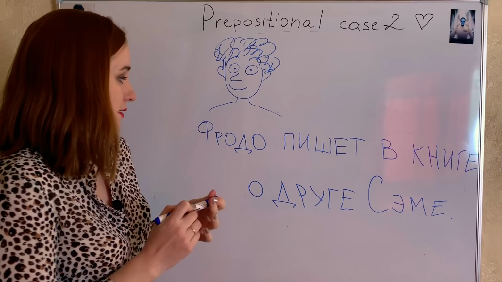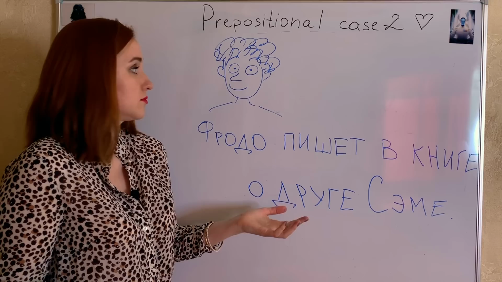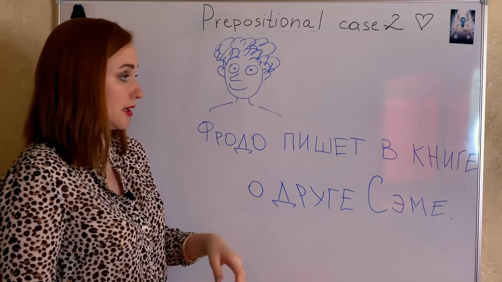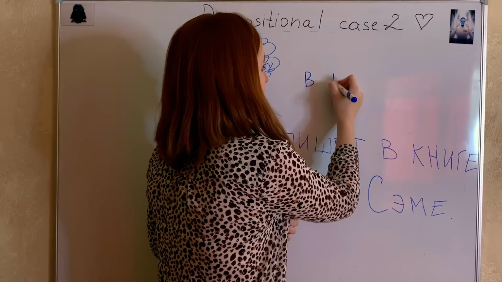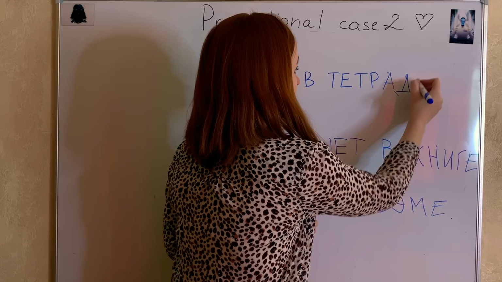Okay then. Кто пишет в книге о Сэмми? Кто? Фродо, конечно. Фродо пишет в книге. Фродо пишет в тетради. In the notebook. В тетради. Let's write it. В тетради. Нет, конечно, нет. Он пишет в книге. В тетради? Нет, он пишет в книге.